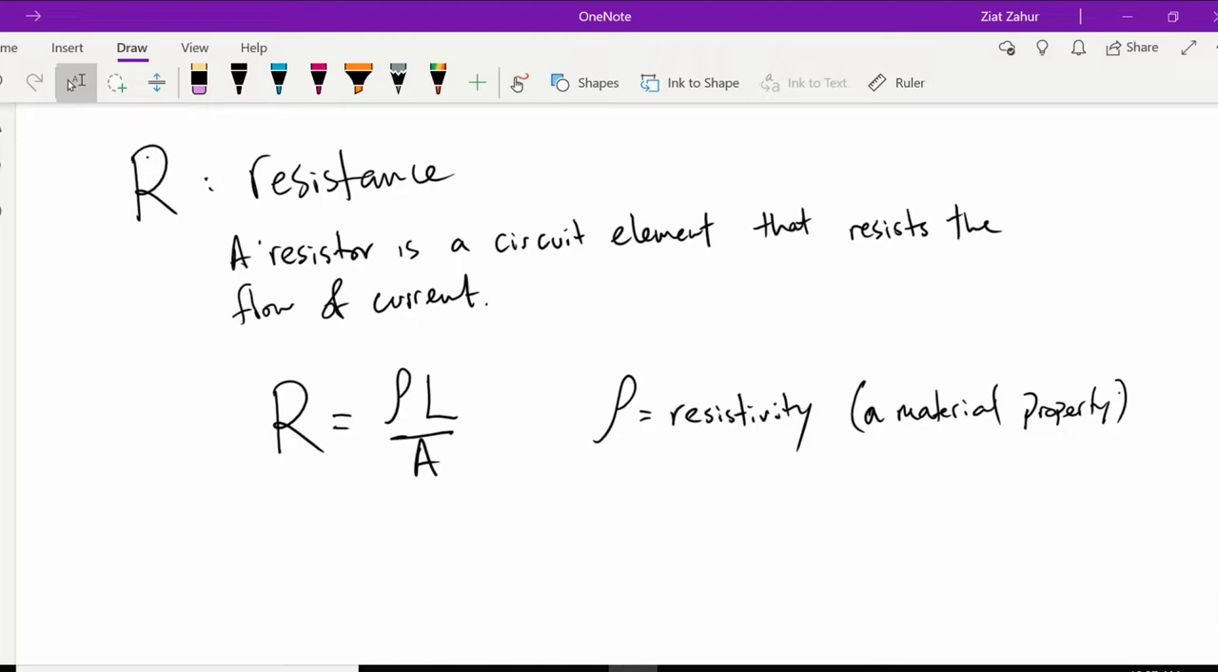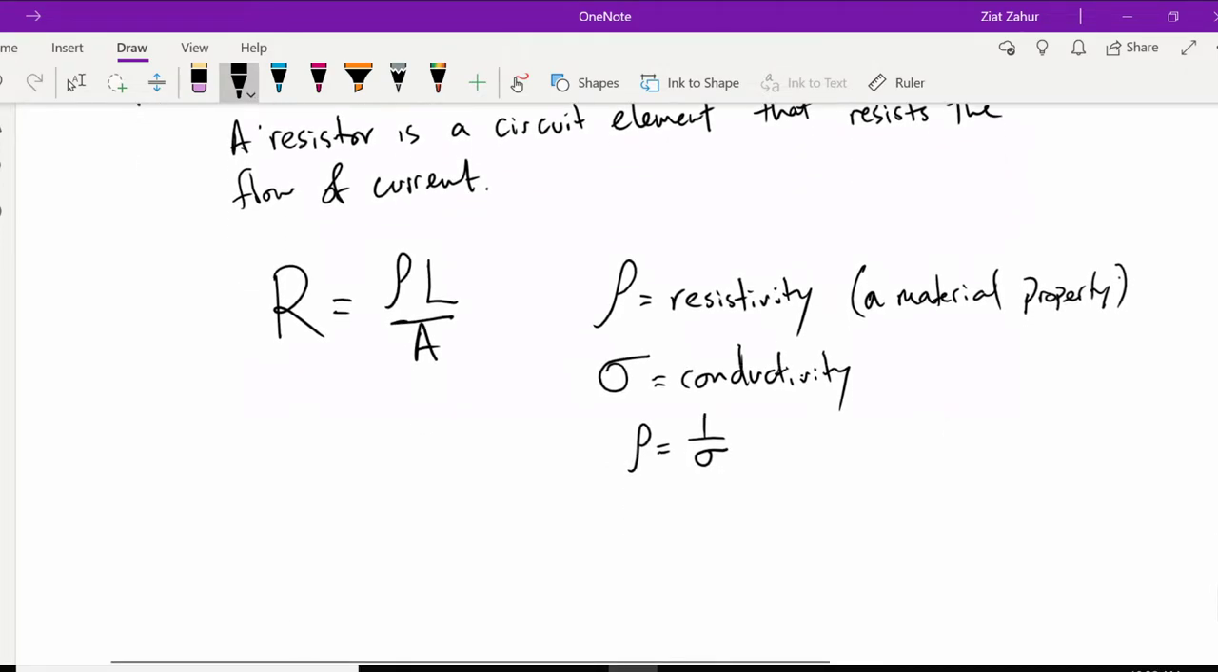This lowercase sigma is called conductivity. Shout out to our chemistry students, because I'm sure they'll be learning about conductivity in their electrochemistry unit. Conductivity and resistivity are inversely related, so rho is 1 over the conductivity. So silver, which is very conductive, would be a terrible resistor. So you use other ceramic materials inside your resistor. All right, L is the length. And of course, A would be the cross-sectional area.